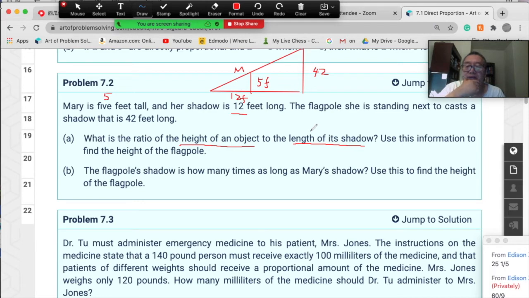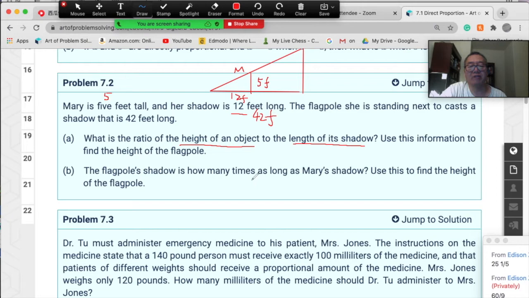Okay, so then B, the flagpole's shadow is how many times as long as Mary's shadow? Use this to find the height of the flagpole. Okay, so then they ask you the flagpole's shadow is how many times as long as Mary's shadow? Okay, so you can see they give you the flagpole that's this all. I also marked this one wrong. The 42, that's the shadow of the flagpole. That's 42 feet. So then, how many times as long as Mary's shadow?